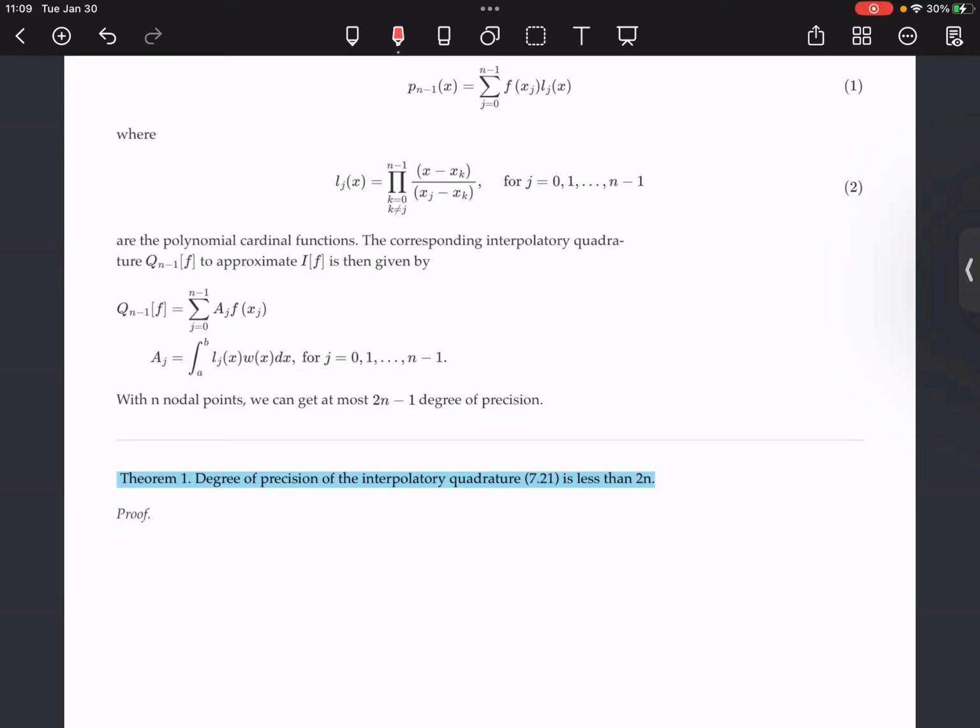The degree of precision of the interpolatory quadrature is less than 2n, which means that we have at most 2n-1 degree of precision. So let's prove this. This should be the first quadrature rule here. We are proving that if we use that quadrature rule, we can have at most 2n-1 degree of precision.